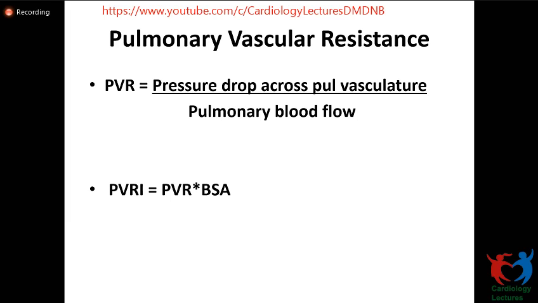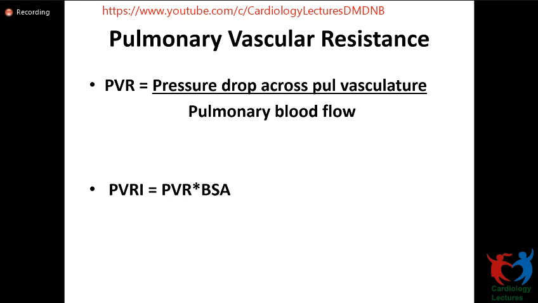So that will usually be around 1,500, and it can go up to 2,500 dynes per centimeter to the fifth, or 15 to 20 wood units. Right. That's 15 to 20 wood units. That's the normal range.